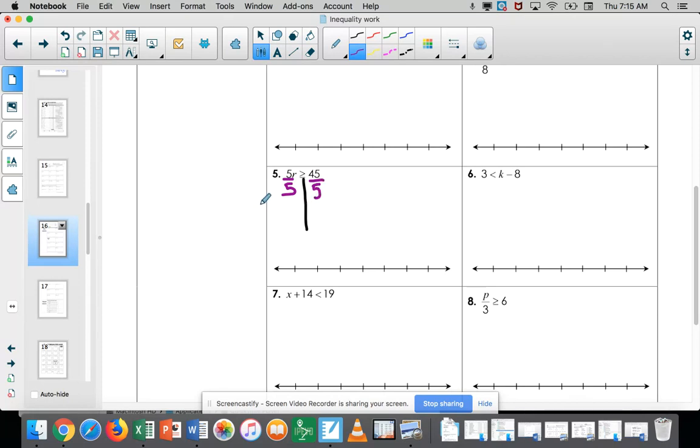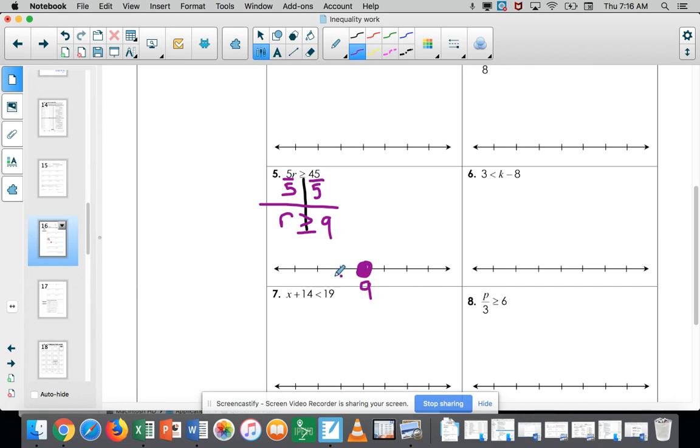On my left-hand side, I get r, and on my right-hand side, I'm doing 45 divided by 5, and I get 9. I'm simply taking my symbol right here, the greater than or equal to sign, and dropping it down. So therefore, it will be a greater than or equal to symbol. Because it's a greater than or equal to symbol, I am going to use a closed circle on my number line, and put it on 9, because 9 is in my answer.